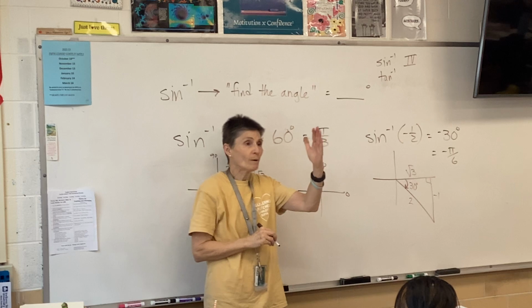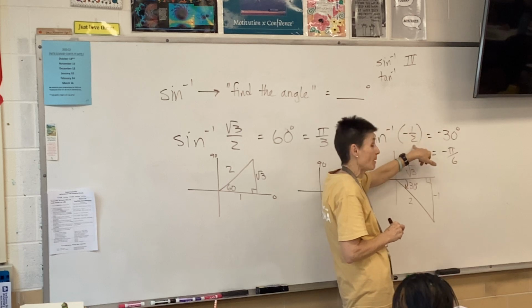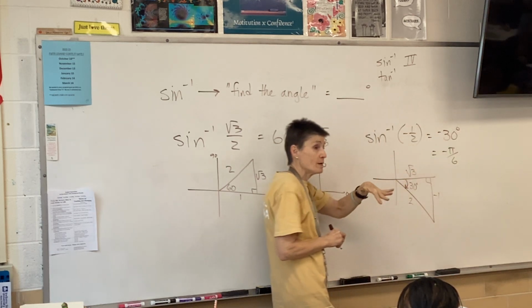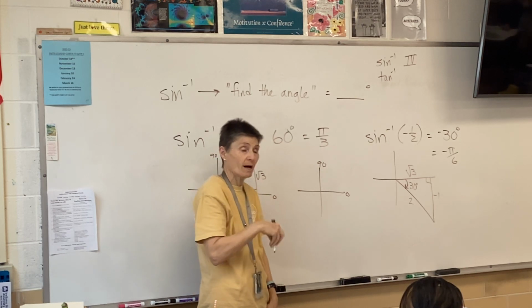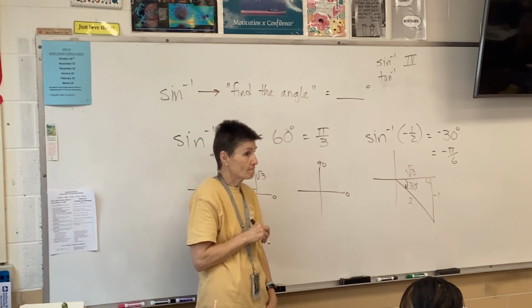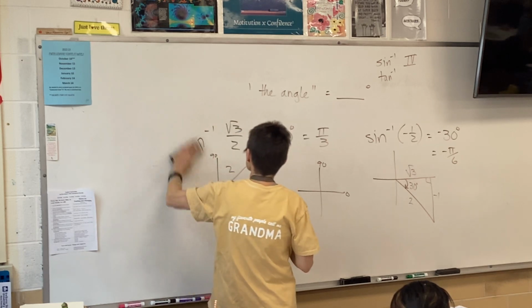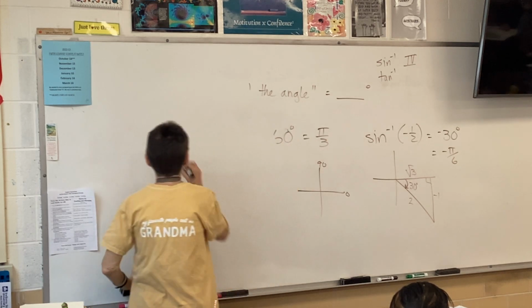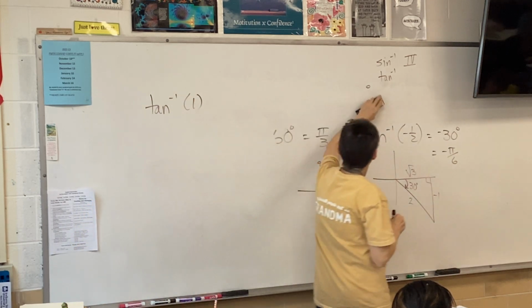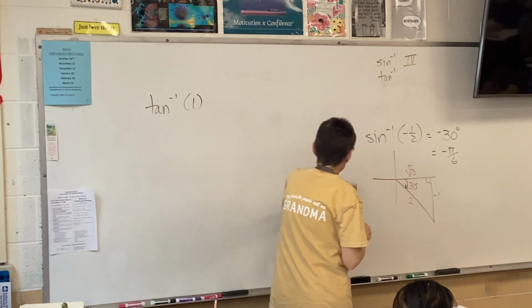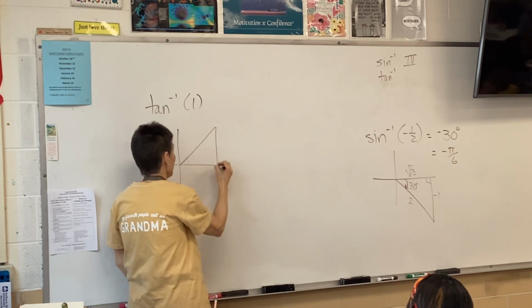-pi/6. If you're going down, which is what you're going to do every time you have a sine or tangent and your number's negative, you're going to be going down, and your answer is going to be negative. Negative 60, negative 45, whatever. Okay? Find the angle whose tangent is 1. Well, that's a positive, so we're going to draw it in quadrant 1.